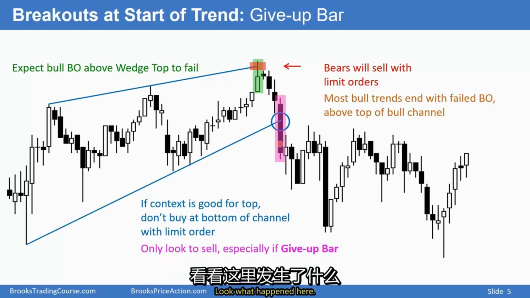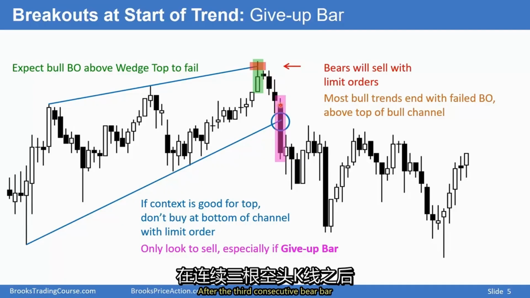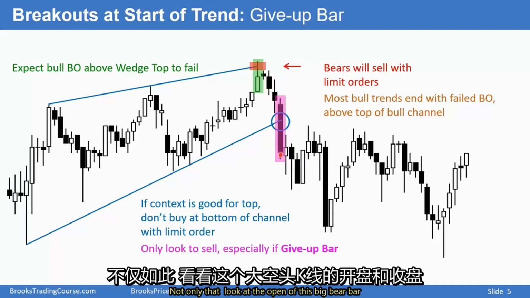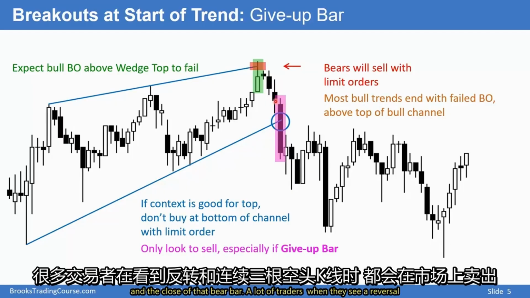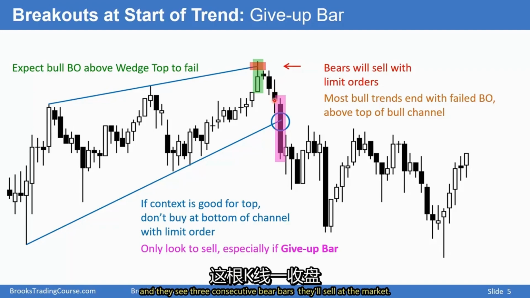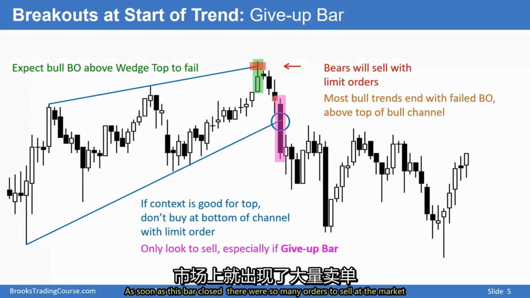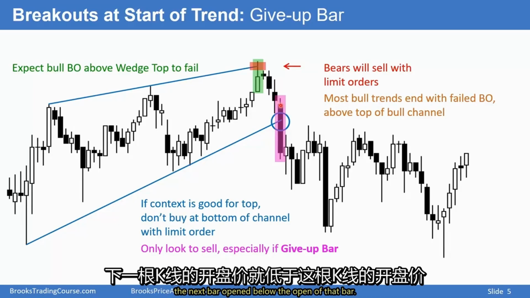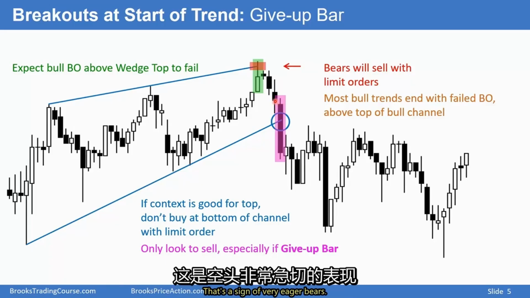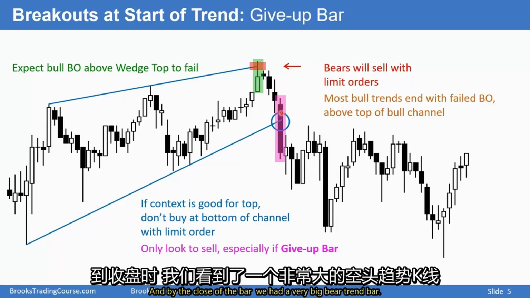Look what happened here. After the 3rd consecutive bear bar, we suddenly get a very big bear bar. Not only that, look at the open of this big bear bar and the close of that bear bar. A lot of traders, when they see a reversal and they see 3 consecutive bear bars, they'll sell at the market. As soon as this bar closed, there were so many orders to sell at the market, the next bar opened below the open of that bar. That's a sign of very eager bears. And by the close of the bar, we had a very big bear trend bar.